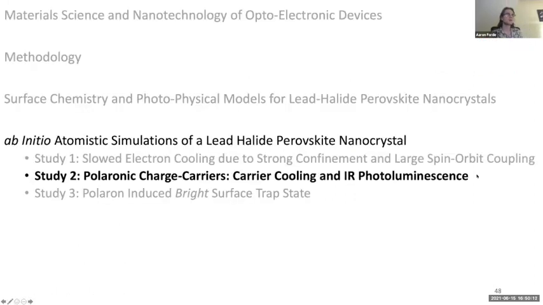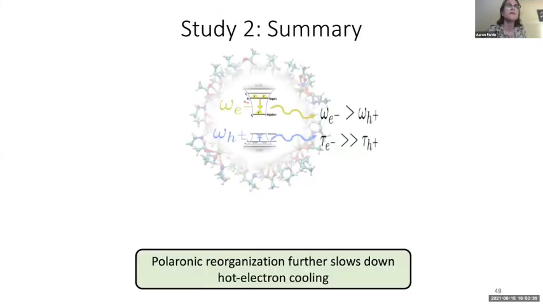So study 2 is considering polaronic charge carriers within this atomistic model, specifically looking at changes in carrier cooling rates, and then the possibility of infrared photoluminescence from these polarons. I guess in terms of summary, one of the main outcomes from that study was that if you include polaronic reorganizations within the nanocrystal, it further helps to slow down hot electron cooling.